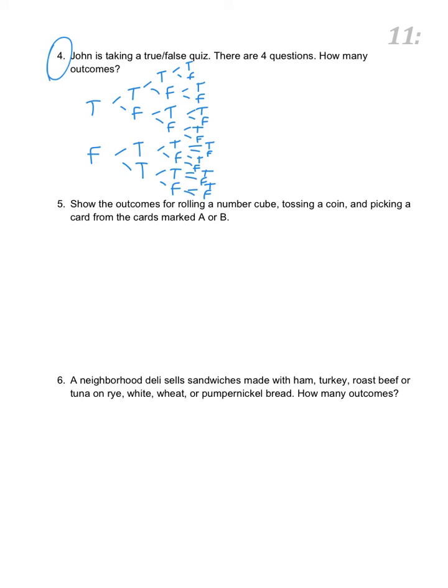Alright, so mine got kind of messy, but as you can see you have 2 different outcomes, true, false. I did that 4 different times, and that gives me a total of 16 different outcomes. You can check that, 2 times 2 times 2 times 2, it gives you 4 times 4, so that is 16. So that means we got it right.